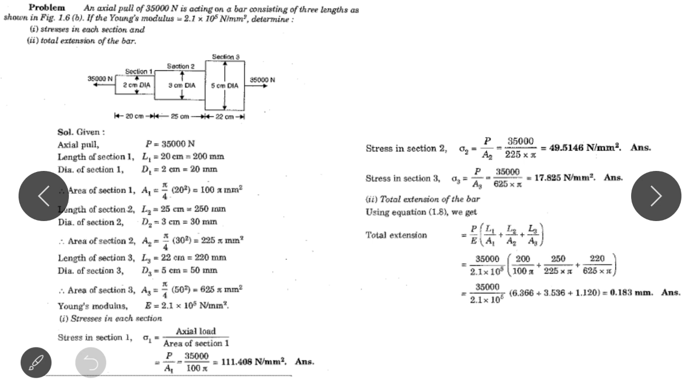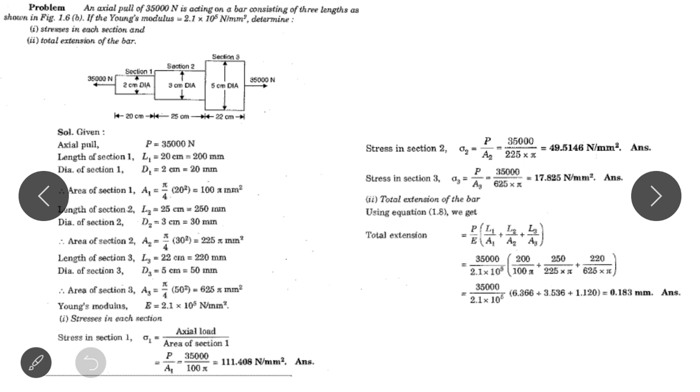diameter of section 1 D1 is equal to 20 mm. The area of section 1 A1 is equal to pi by 4 d square. The diameter is equal to 20, therefore 100 pi mm square. The length of the section 2 L2 is equal to 250 mm. The diameter of the section 2 D2 is equal to 30 mm. Then area of the section 2 A2 is equal to 225 pi mm square.